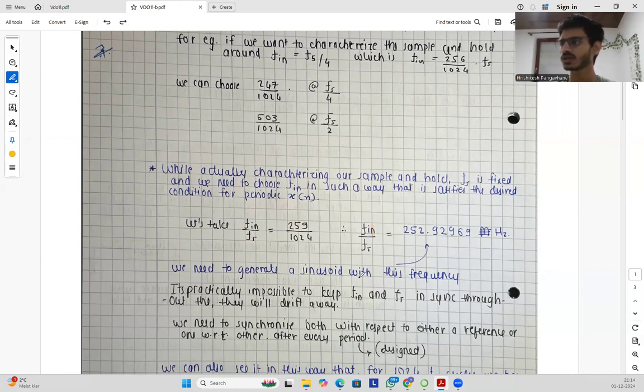So we have our sampling frequency, so there is some clock for Fs, or let's say we have generated Fs and we have generated Fn, so we have to keep both of them together in a ratio, which is given by this value for this example. So practically it's impossible to keep it throughout the procedure. So we need to synchronize both Fin and Fs with respect to either a reference frequency or with respect to each other after every designed or estimated period.